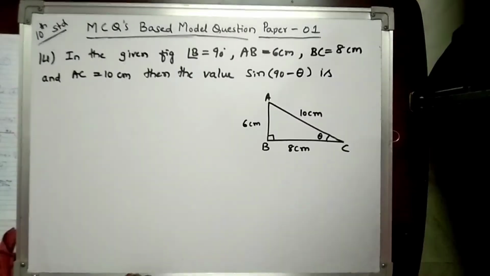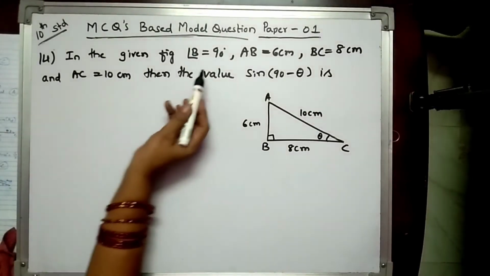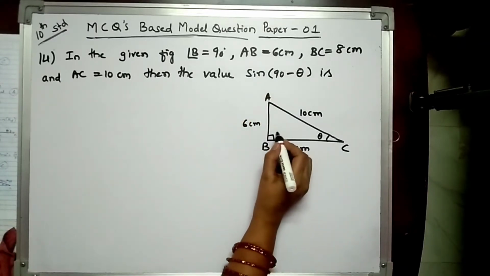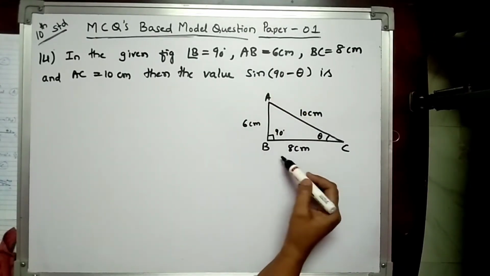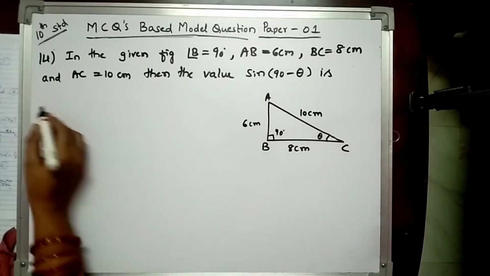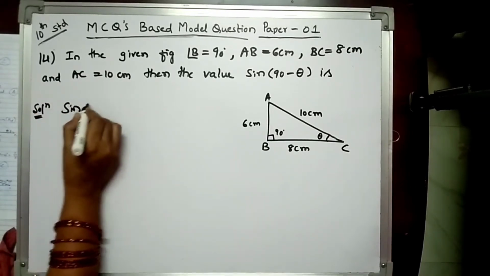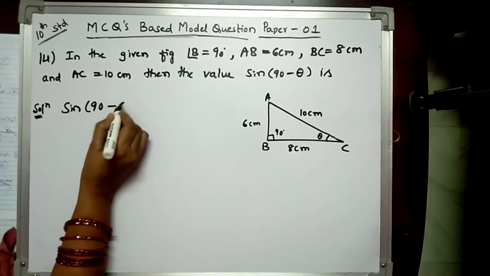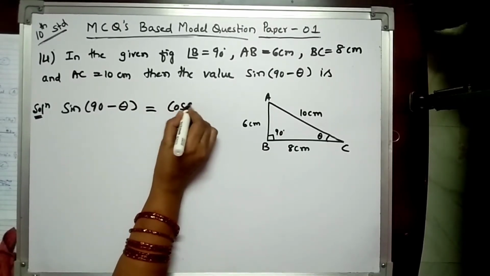Next, question number 14. In the given figure, angle B is equal to 90 degrees. Here it is 90. AB is 6 centimeter, BC 8 centimeter and AC 10 centimeter. Then the value of sin of 90 minus theta, that is equal to cos theta.